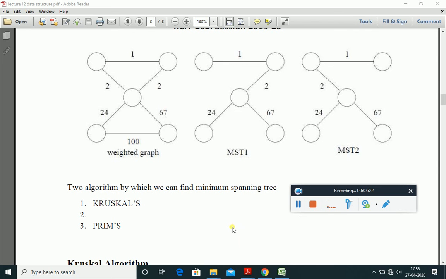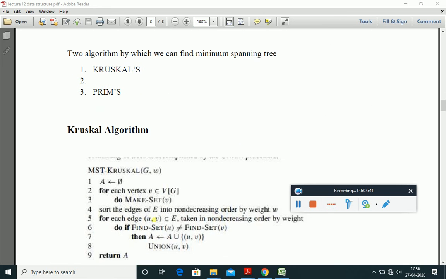So friends, there are two algorithms to find the minimum spanning tree. First is Kruskal and the second is Prim's. The numbers are misplaced. It is showing 3, but there are exactly two algorithms. So first we will consider the Kruskal algorithm.